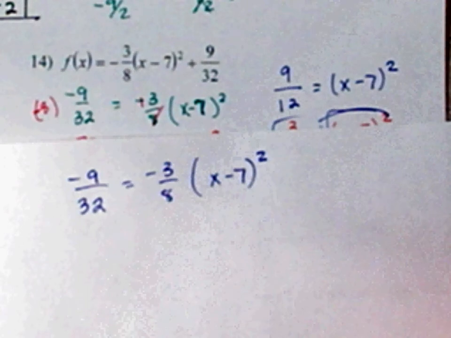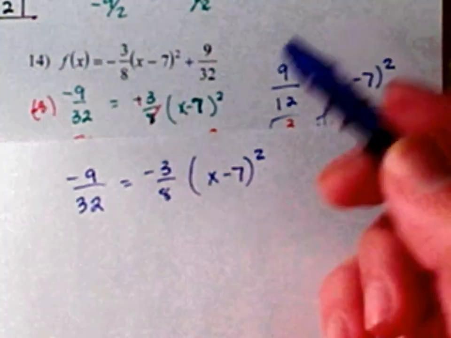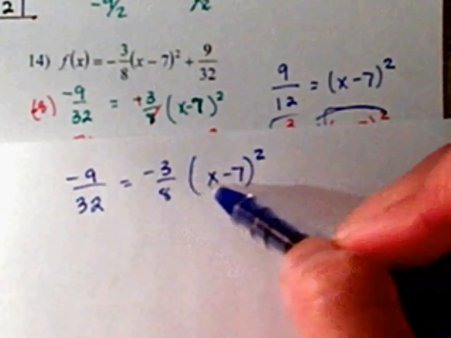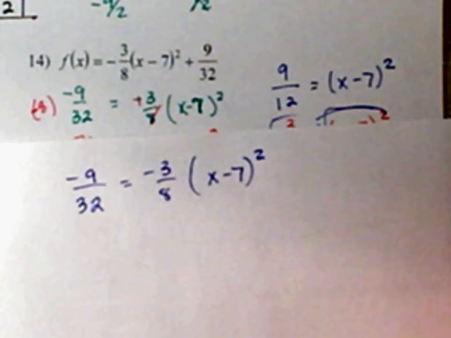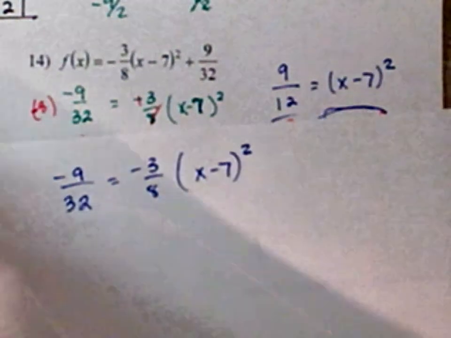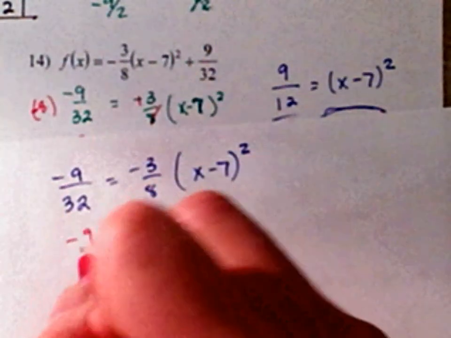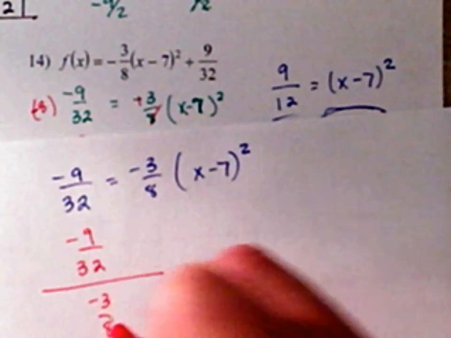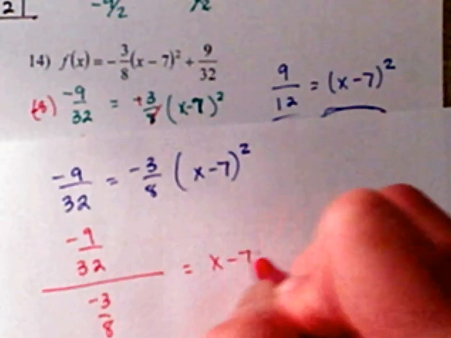Okay, now, this is negative 3 over 8 times something. What is opposite of that? Well, that's division. And if you divide, you have negative 9 over 32 divided by negative 3 over 8 equals (x minus 7) squared, okay?